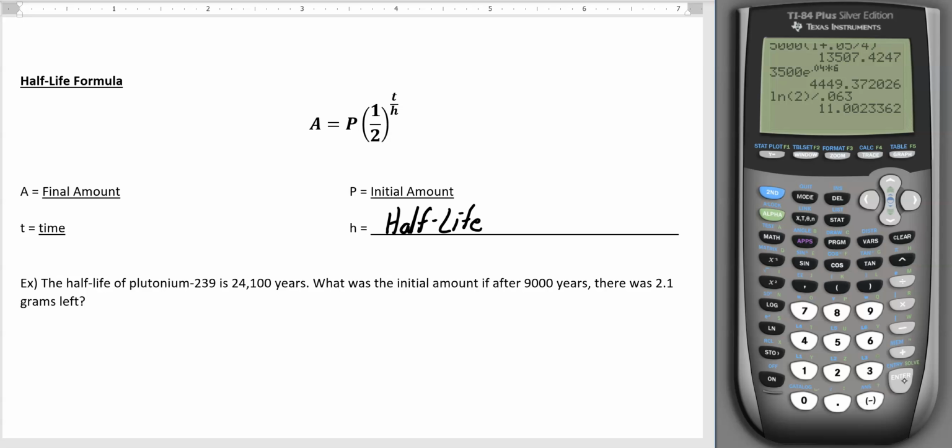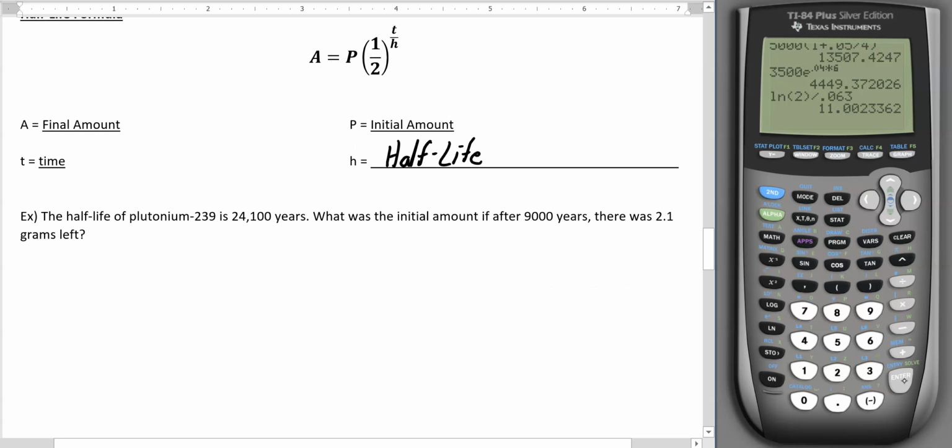So what we're going to do in this first example is figure out the initial amount if after 9,000 years there was 2.1 grams left. So let's go ahead and check out what we have here. The half-life of plutonium, so that would be my H value, 24,100. My final amount was 2.1, and T was the 9,000 years here. So I'm going to figure out what P equals.